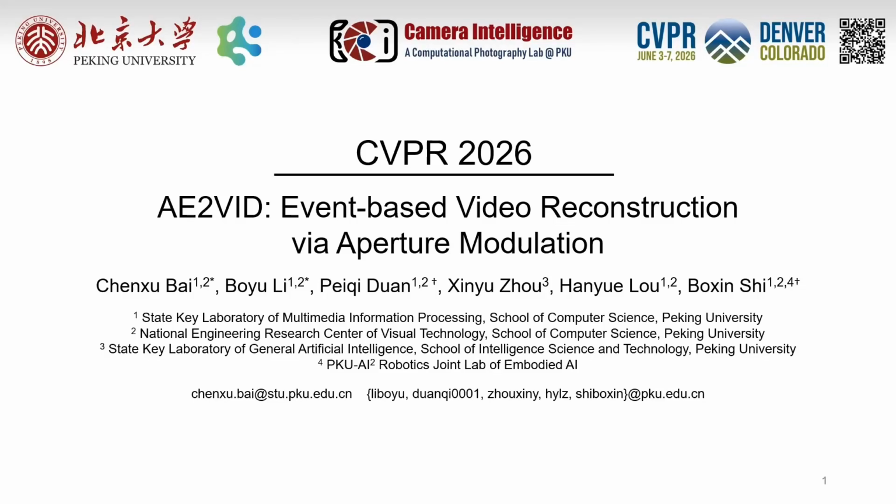We present our work AE2VID, Event-Based Video Reconstruction via Aperture Modulation. Our work proposes a method to reconstruct high-quality video from event camera data using dynamically modulated apertures.